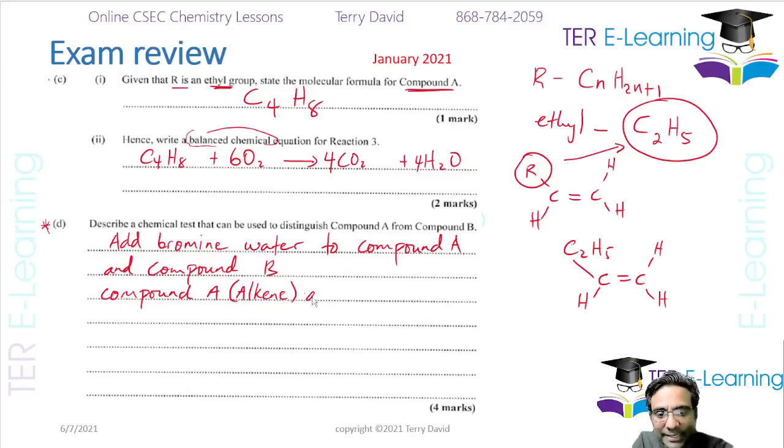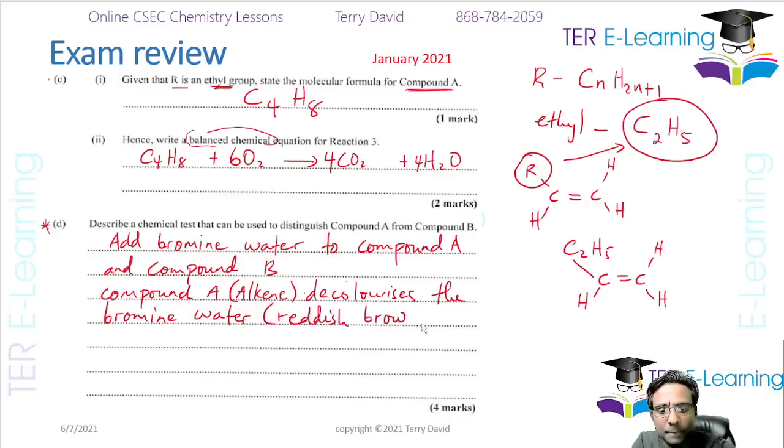So compound A decolorizes the bromine water, right? And what you should do is state what color change is taking place. So reddish brown to colorless, right? So this is what's going to happen to compound A.